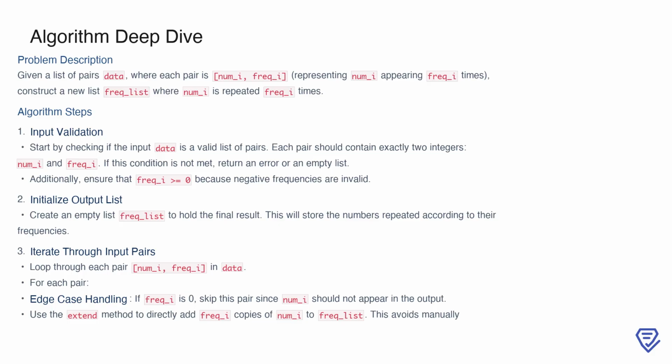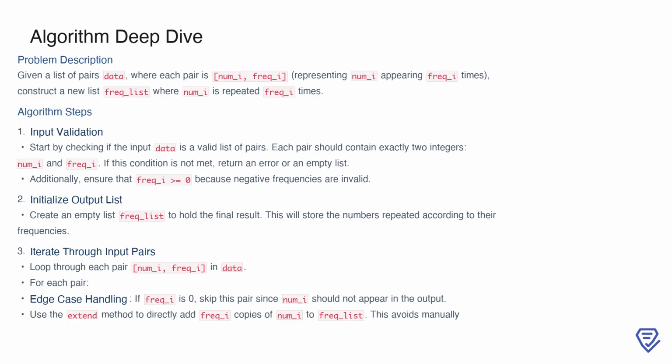Next, we initialize an empty list called frequency_list to store the final result. This list will be populated step by step based on the frequency of each number. Finally, we iterate through each pair in the input. For each pair, if the frequency is 0, we skip it since it doesn't contribute to the output. Otherwise, we use the extend method to efficiently add the number repeated frequency_i times to frequency_list.